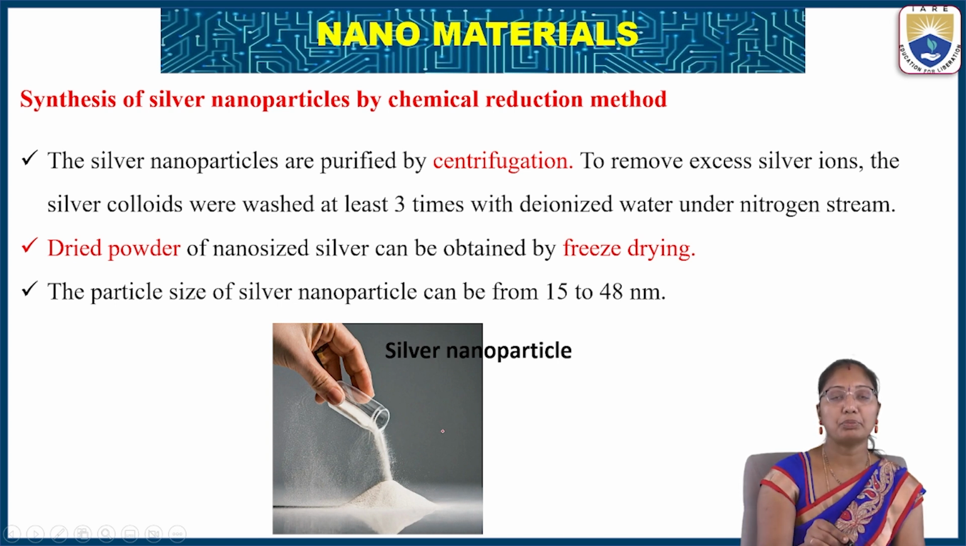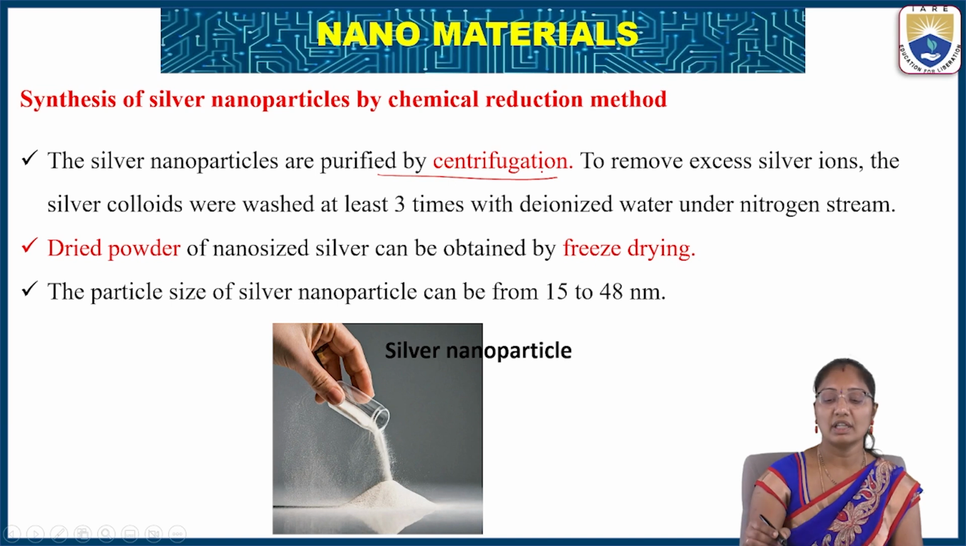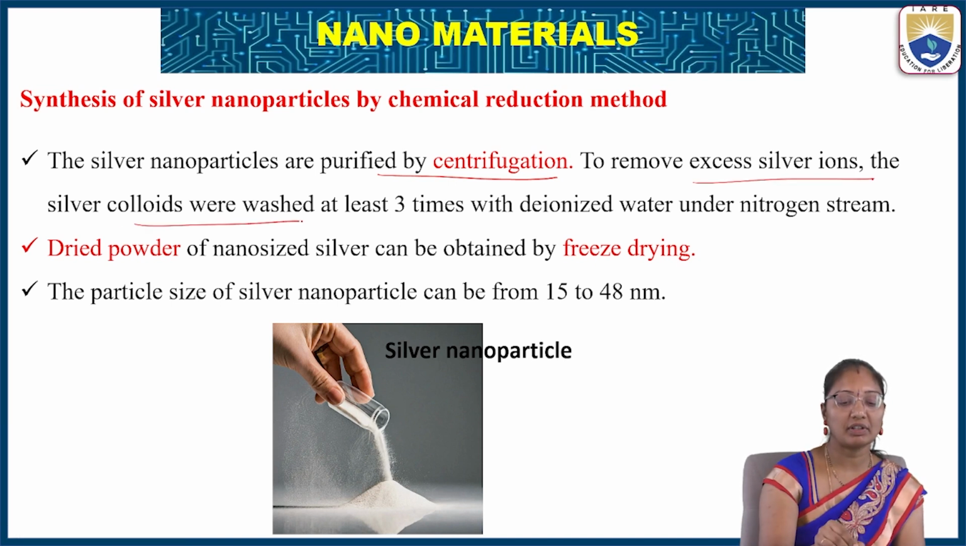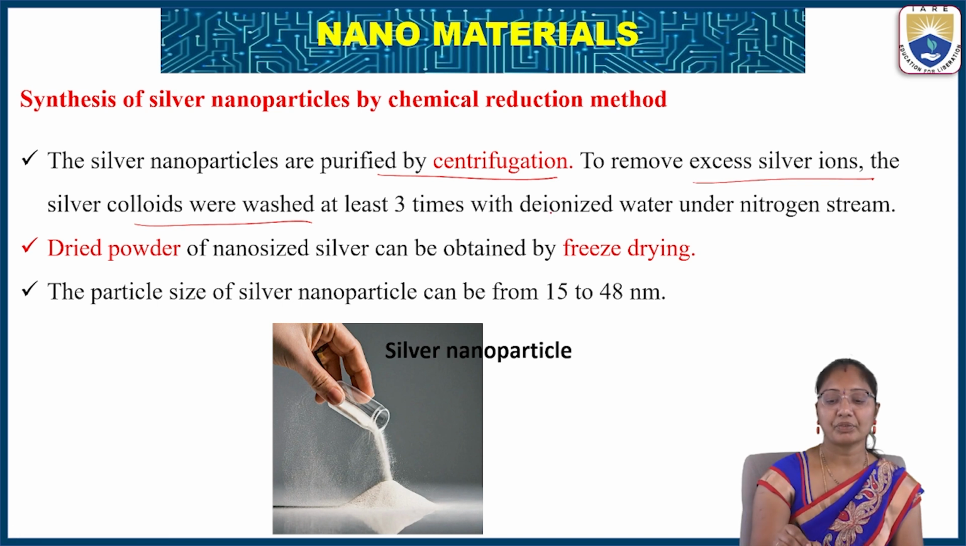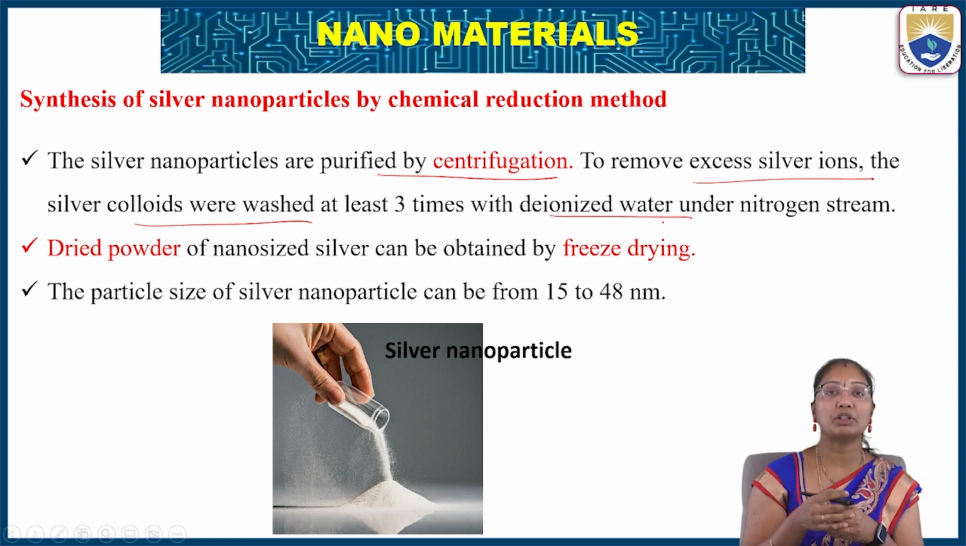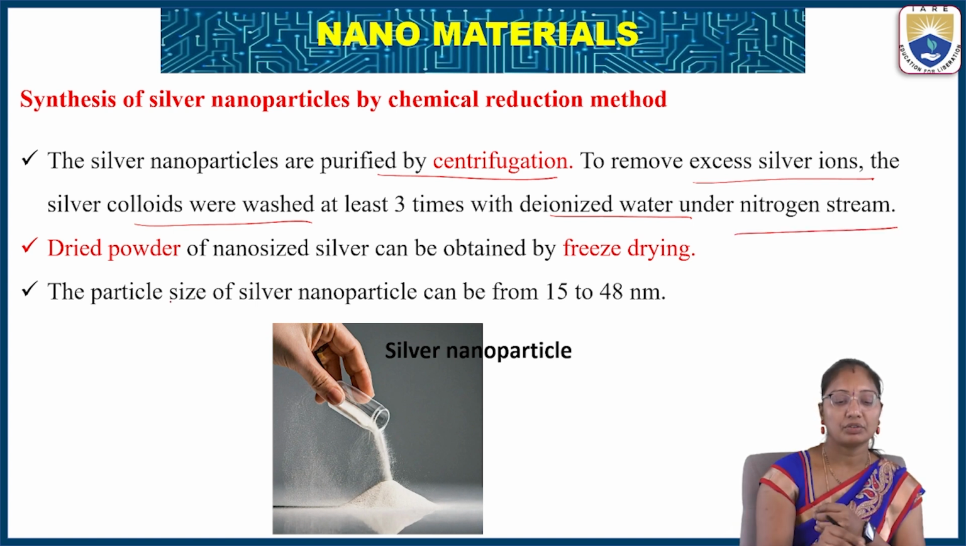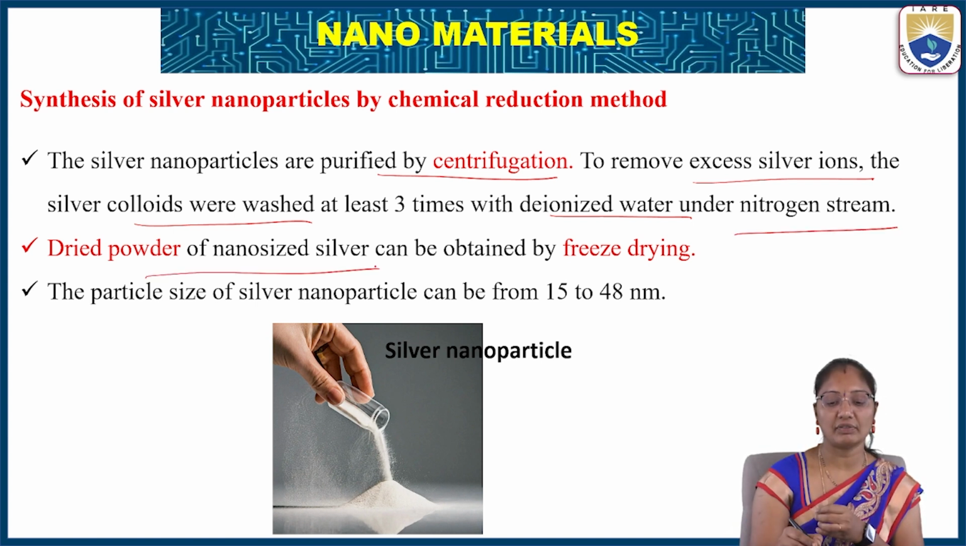The thus obtained nanoparticles are purified by a centrifugation process to remove excess silver ions. The silver colloids are washed at least 3 times with deionized water to remove the silver that has not formed nanoparticles, with excess distilled water, under nitrogen stream. The dried powder of nano-sized silver can be obtained by freeze drying. The particle size of nanoparticles formed from this chemical reduction method varies from 15 to 48 nanometers.